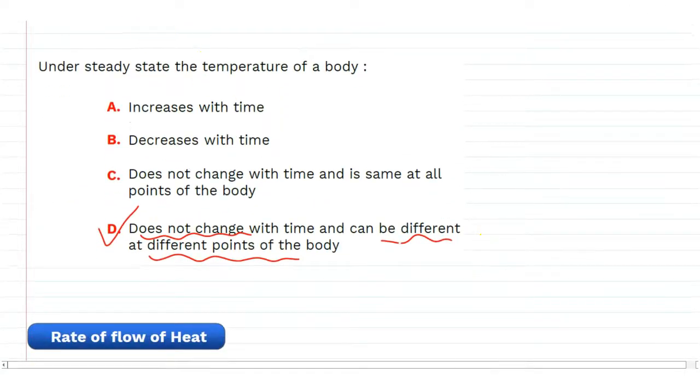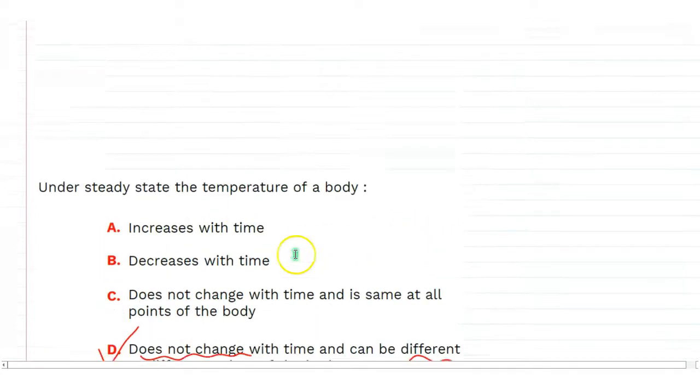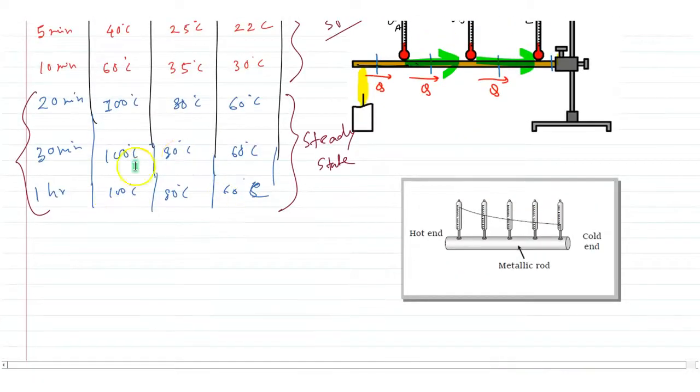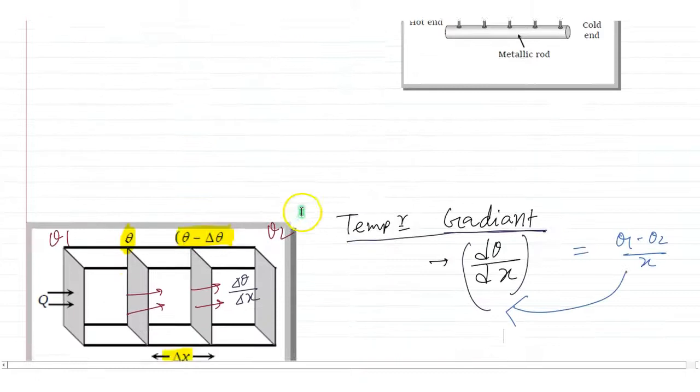Here is a question: under steady state, the temperature of a body increases with time, decreases with time, does not change with time, or does not change with time at any point of the body and can be different at different points of the body. The answer will be option 4, does not change with time and can be different at different points of the body. You can see the temperature of the different points of the body is different: 100, 80, 60.